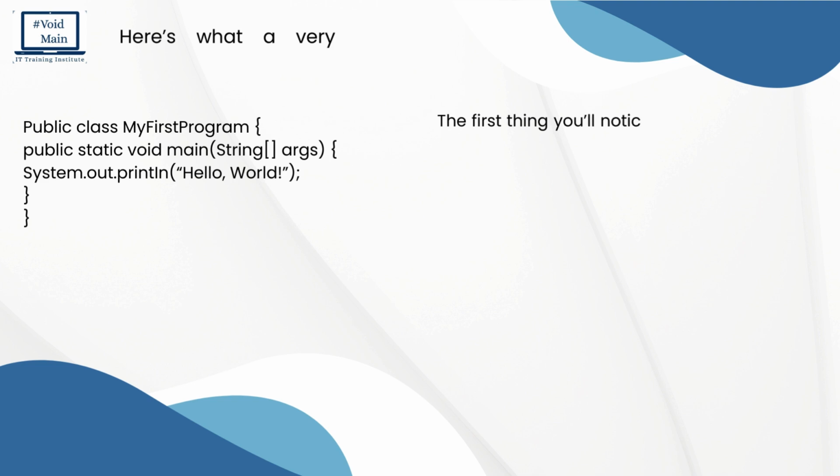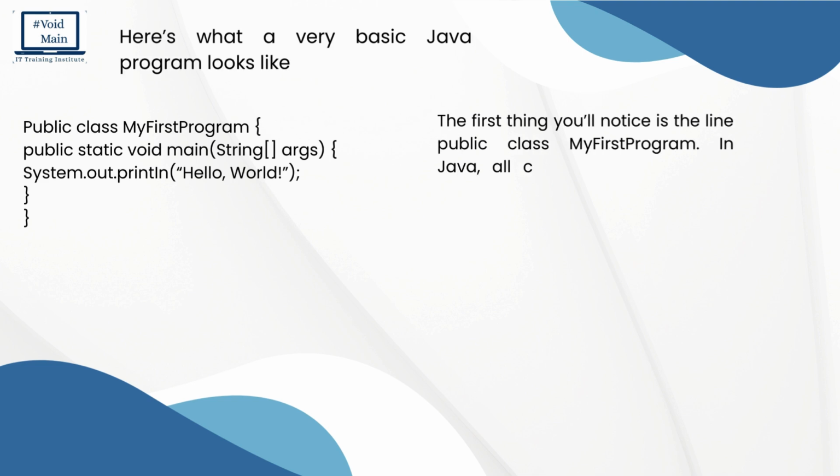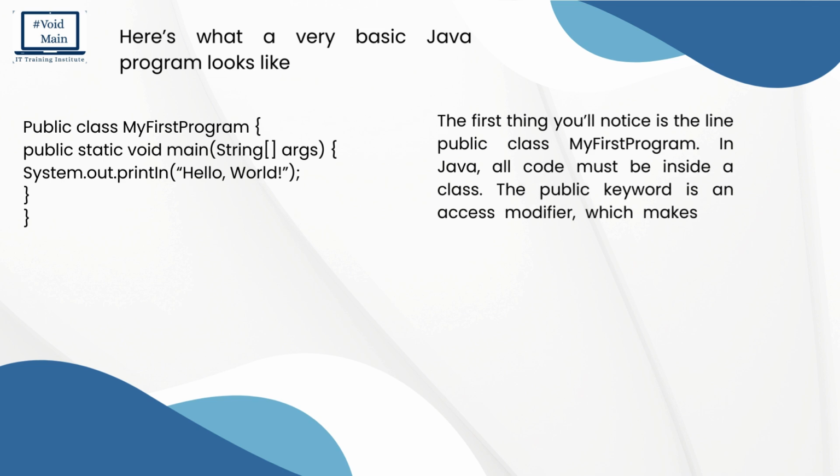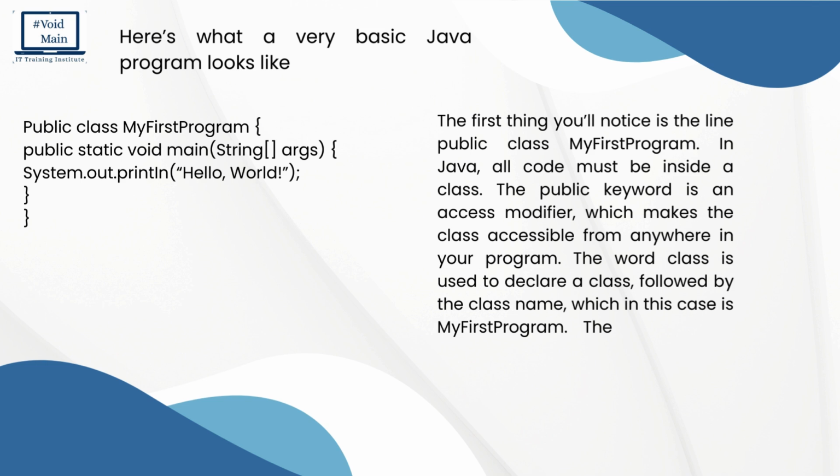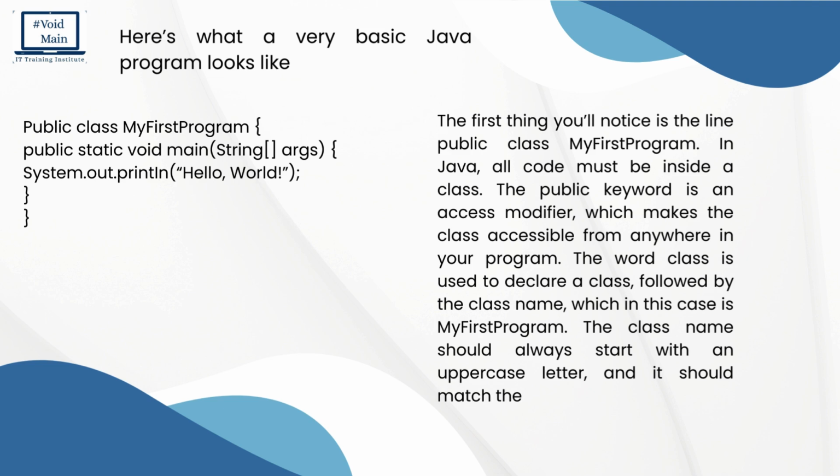The first thing you will notice is the line public class MyFirstProgram. In Java, all code must be inside a class. The public keyword is an access modifier, which makes the class accessible from anywhere in your program. The word class is used to declare a class, followed by the class name, which in this case is MyFirstProgram. The class name should always start with an uppercase letter, and it should match the name of the file.